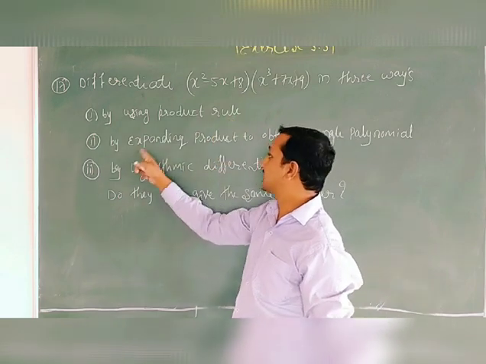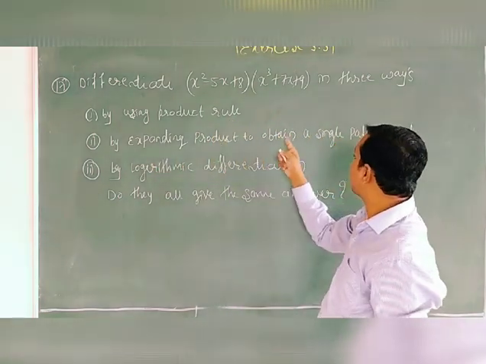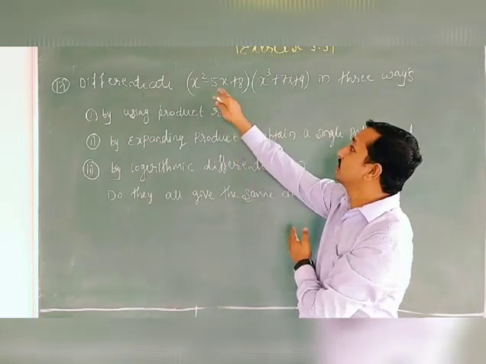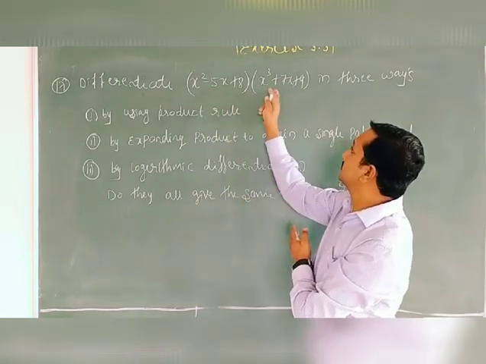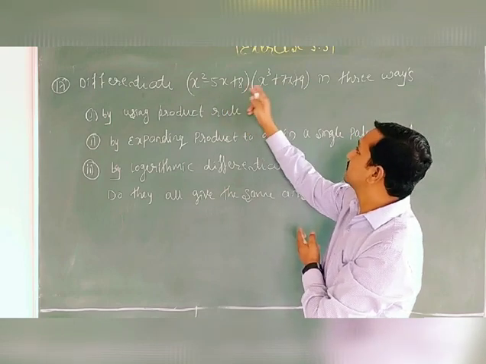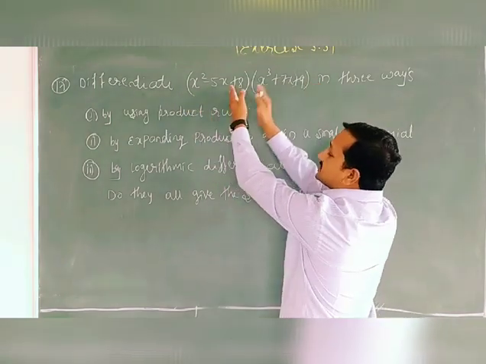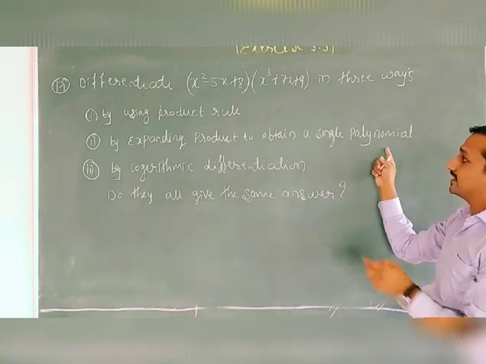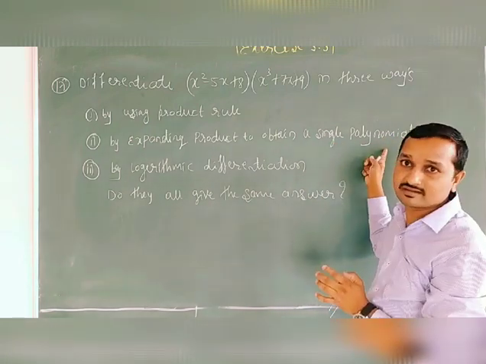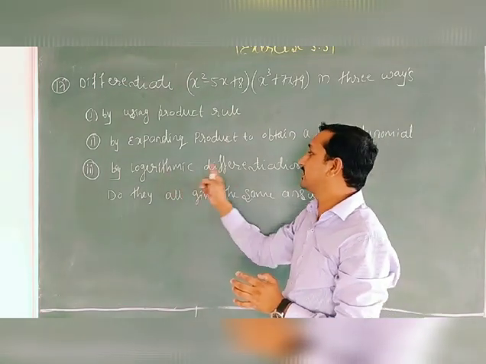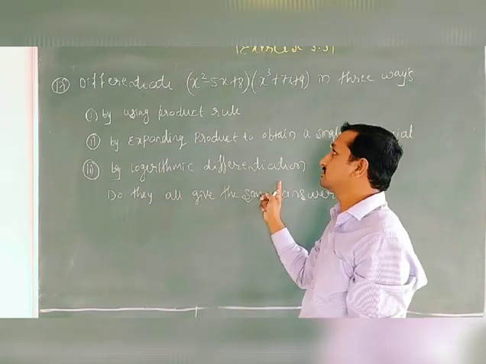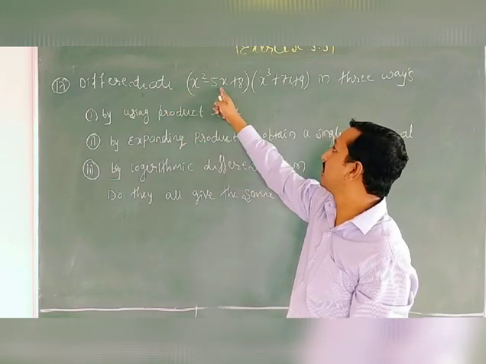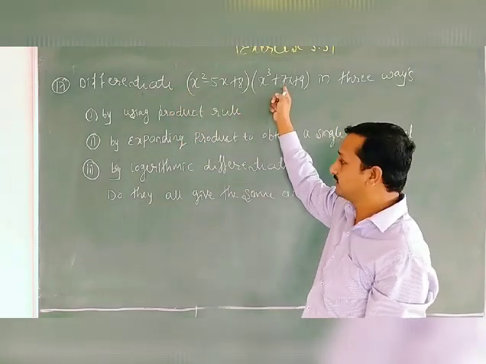Then by expanding the product to obtain a single polynomial. By expanding this product, that means we multiply x square to this term, 5x to this term, a to this term. So by multiplying, we will get one single polynomial. Then differentiate this single polynomial. Okay? Then by using logarithmic differentiation. Logarithmic differentiation means there are two functions, apply log on both sides, log u equal to log m plus log n, like that. Is that clear?